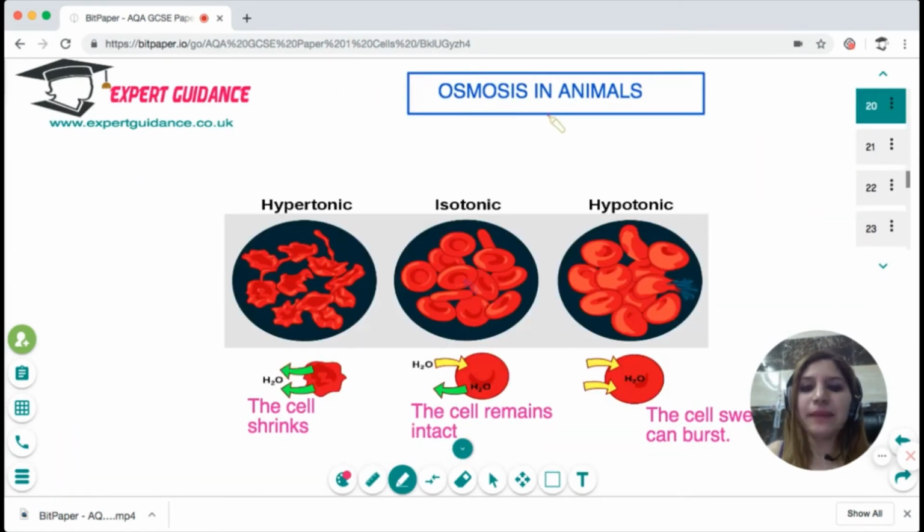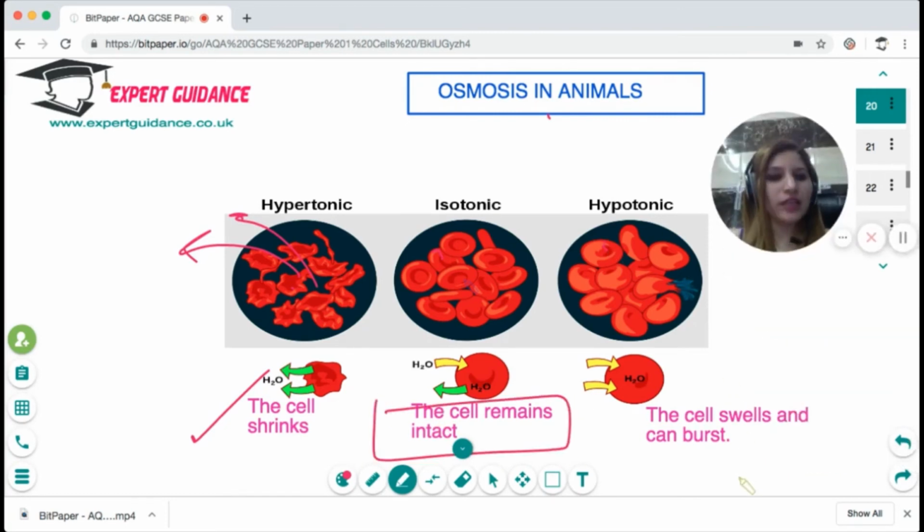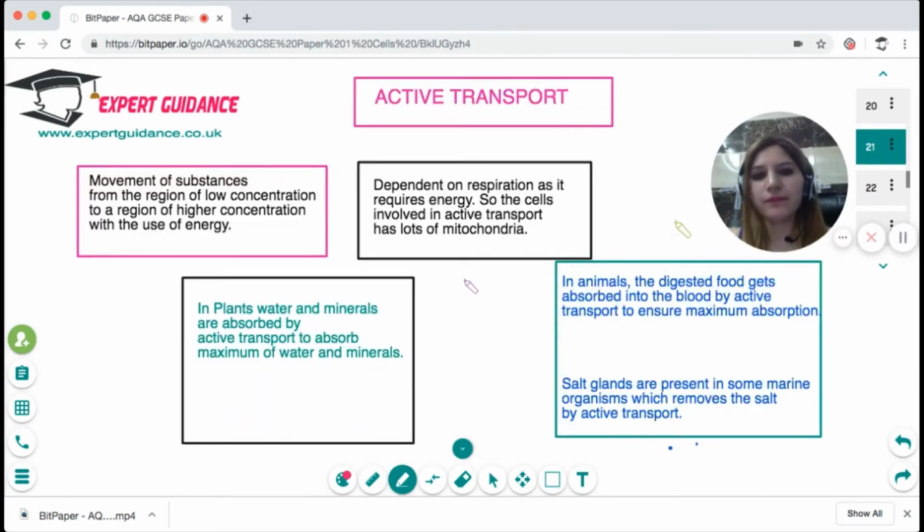Next, in plants, if you place a cell in a hypertonic solution, that is, more concentration of solute, the cell will lose water by osmosis and shrink in size. If you place it in an isotonic solution, there's no net movement, so the cell remains intact. And in a hypotonic solution, the cell will gain water, so it will swell and it can eventually burst with time.